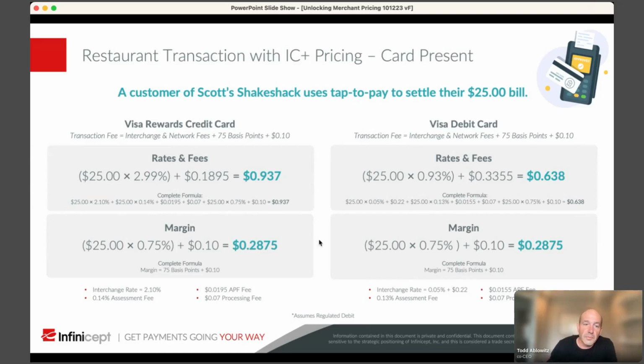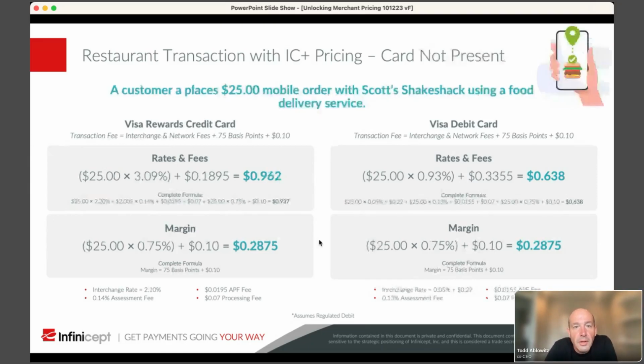Let's break down a card not present for that same merchant. So let's say it's a mobile order. So now you've got the transaction fee. It's a little higher rate. On restaurants, interestingly, when we were doing this, the card present and card not present pricing are only about 10 basis points different. So that's pretty interesting. Over the years, I've usually seen interchange about 30 basis points higher for card not present versus card present. But in this particular case, looking at the interchange tables, a restaurant is going to pay about 10 basis points more for card not present than card present.